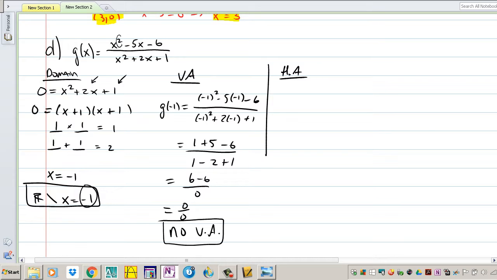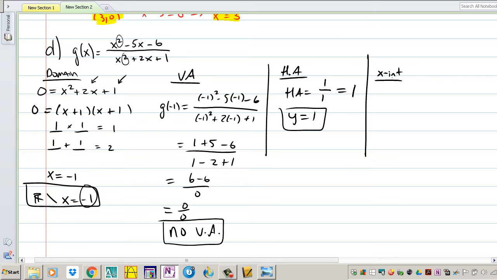Same degree, top and bottom. We're going to just divide the numbers in front of the x, which is an imaginary 1 divided by an imaginary 1, which is 1. Y is equal to 1 is your horizontal asymptote. X-intercept. Set y equal to 0, or like we said in part C, set the top equal to 0 because that's what always happens. The bottom part always goes away. Set the top equal to 0, and let's go ahead and factor and solve.